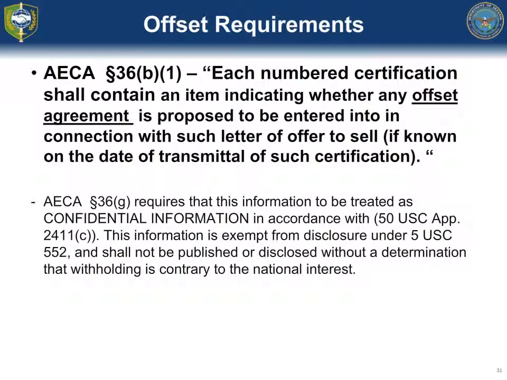36B1 also requires that each numbered certification shall contain an item indicating whether any offset agreement is proposed to be entered into in connection with such a letter of offer to sell if known on the date of transmittal of such certification. So we've already talked about the fact that generally that is not going to be the case. We are not going to know the details of an offset agreement on the date of transmittal of the notification. If we were going to describe that, and I'll show you an example of what it would look like, Section 36G of the law requires that this information be treated as a confidential business information.